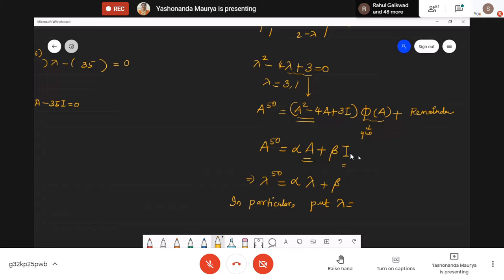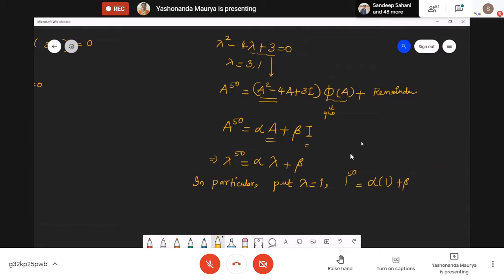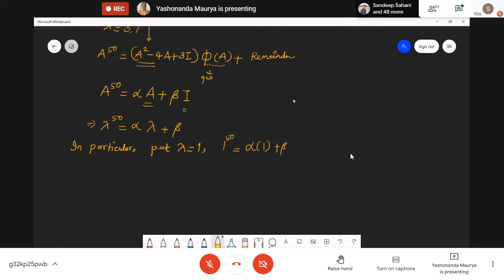Put lambda equal to the eigenvalues. If I put lambda equal to 1, we get 1 raised to 50 is equal to alpha plus beta, that is, 1 is equal to alpha plus beta. Similarly, we can put the other value of lambda, that is 3. So we get 3 raised to 50 is equal to 3 alpha plus beta.